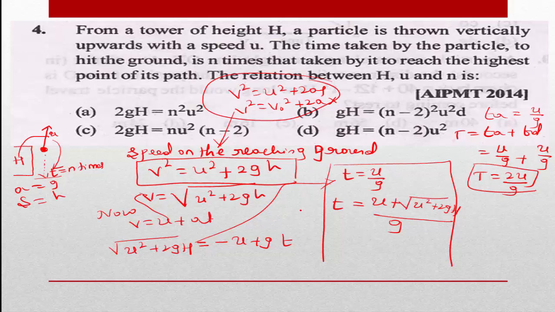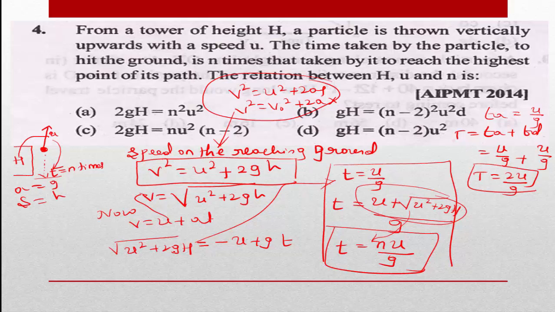Here, the time taken by the particle to hit the ground is n times. It is n times the time, therefore t is equal to n into u. How to write this t equal to n into u? From the question, it is n into u divided by g. We don't know all these values. The time taken by the particle to hit the ground is n times, so we write n times with the speed u divided by g: t is equal to n into u divided by g.